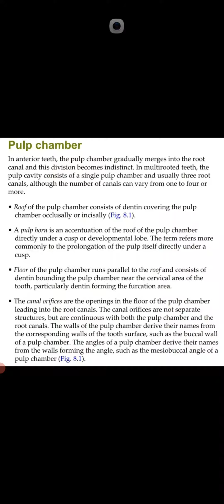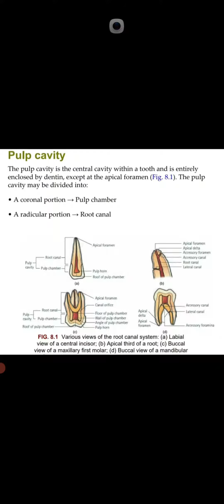Mean the floor of the pulp chamber runs parallel to the roof and consists of dentine bounding the pulp chamber near the cervical area of the tooth, and particularly dentine forming the furcation area where the tooth divides into roots. Next is the canal orifice. Canal orifices are the openings in the floor of the pulp chamber. In the floor of the pulp chamber, the canal orifices are openings which go into the root canal.